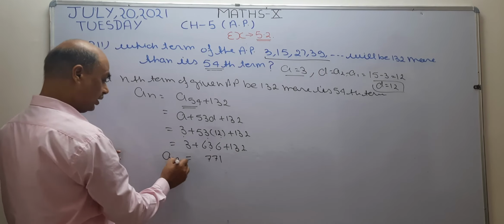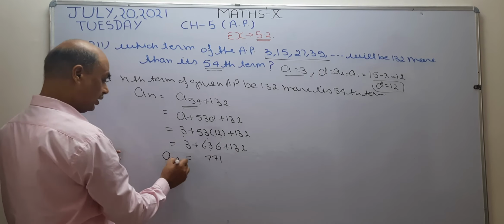Now what is the next step? This is a constant value, and it is going to remain the same. So instead of an, can I write a plus n minus 1 into d? This is the formula for finding the nth term of an AP. Now again, what is a? 3. What is the value of n? The value of n we are going to find, so n is going to remain the same. What is the value of d? 12 is given. So equal to 771. I want to find the value of n.